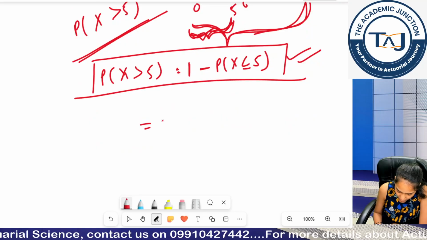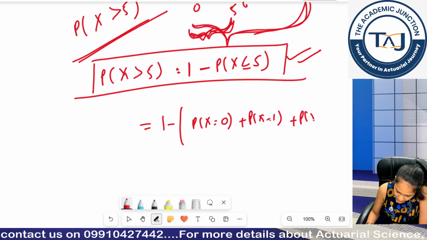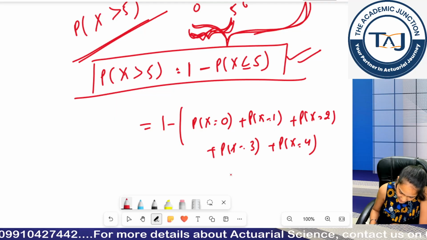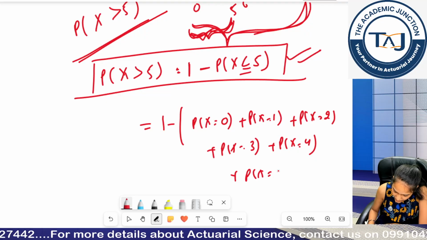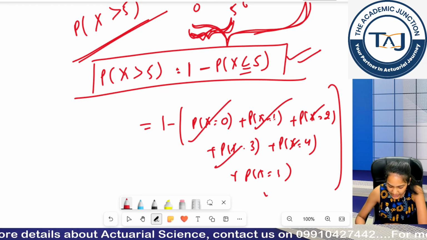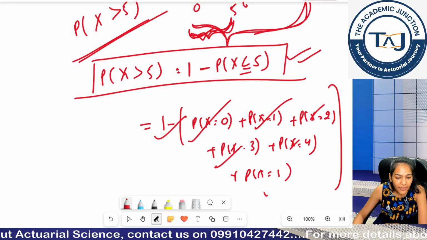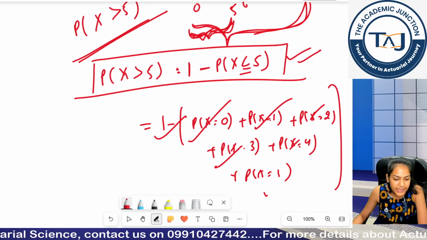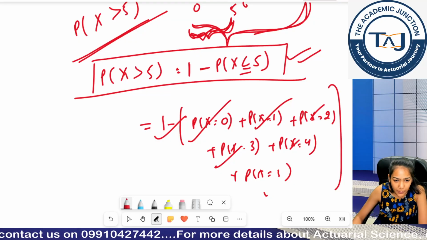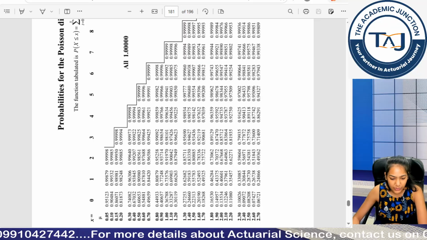One way is I can do 0 plus 1 plus 2 plus 3 plus 4, and since it is less than or equal to, we will do 5. So you can calculate 0, 1, 2, 3, 4, 5, add these and then subtract. But again it will take a lot of time. That's why we have the values of Poisson distribution in the tables book itself. So let's take out the tables book. If you have the tables book, open it up. This is the distribution values.